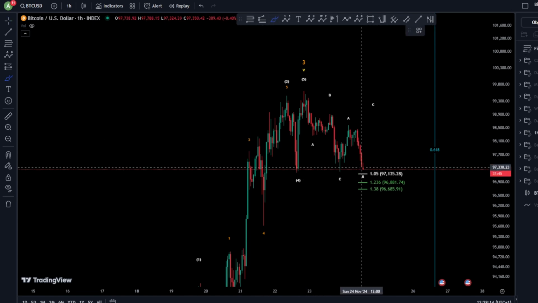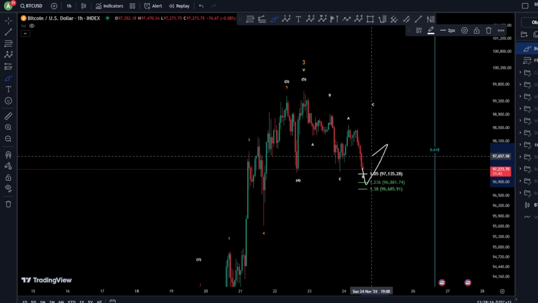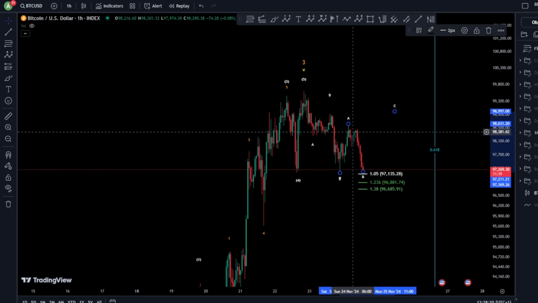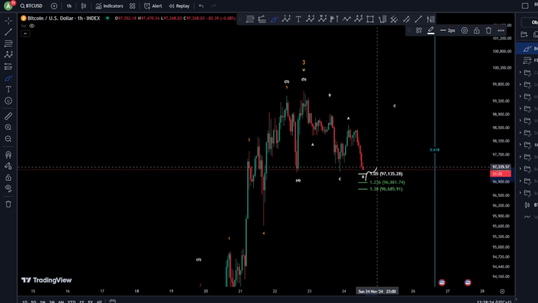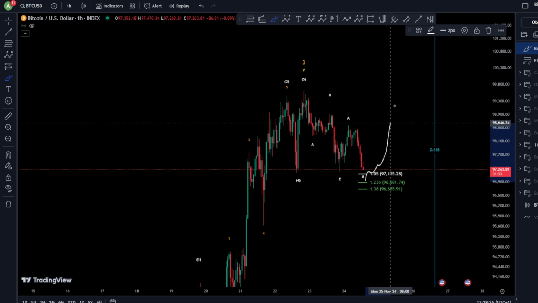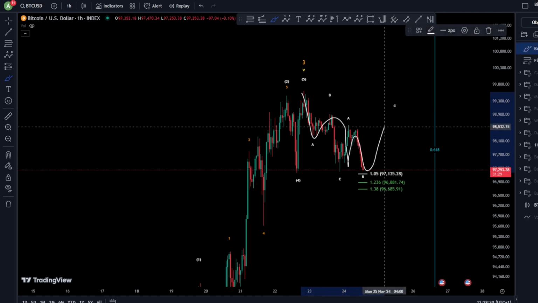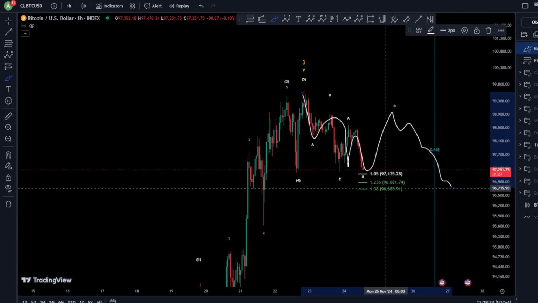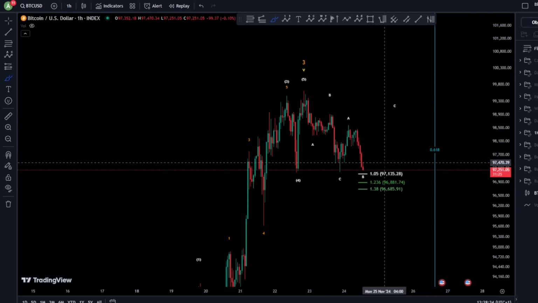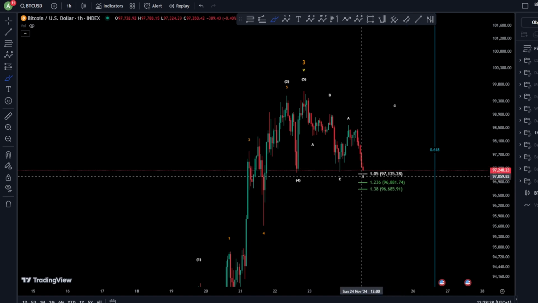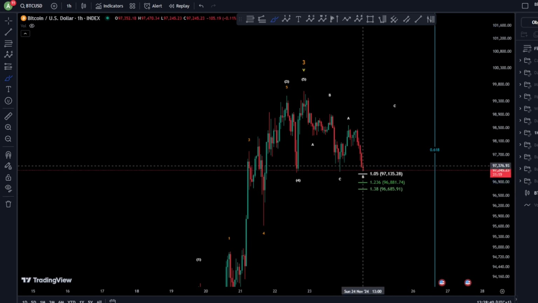So if we retrace from here very fast, impulsively, for a wave C, of course, because you are in A and B and a C. If you start an impulse from here and of course move higher, then definitely we are in an A, B, and a C, of course five waves toward the downside after reaching the C again. So these are the fibs you can start to reverse from.